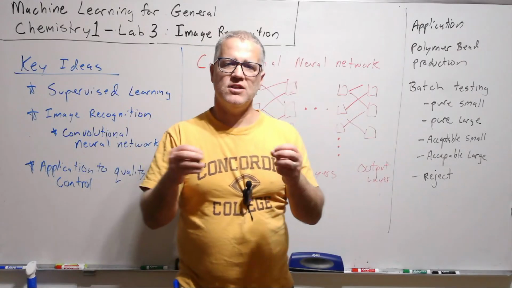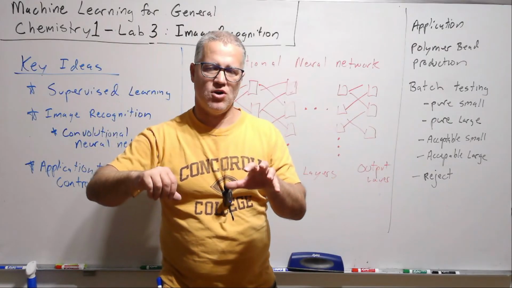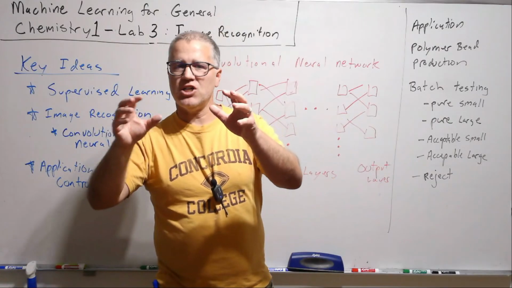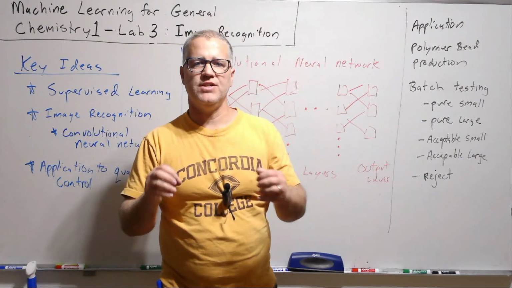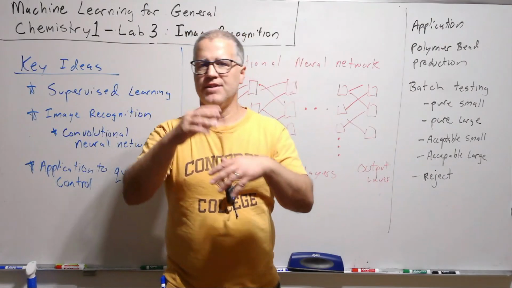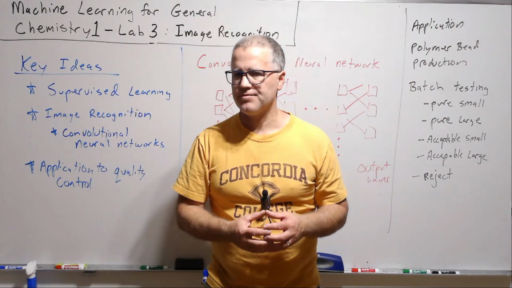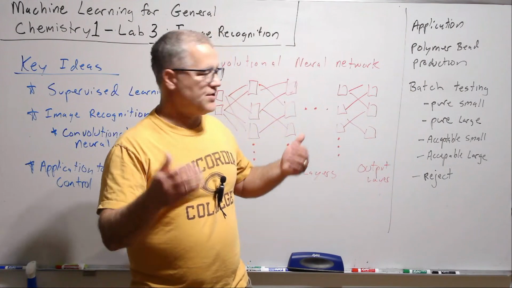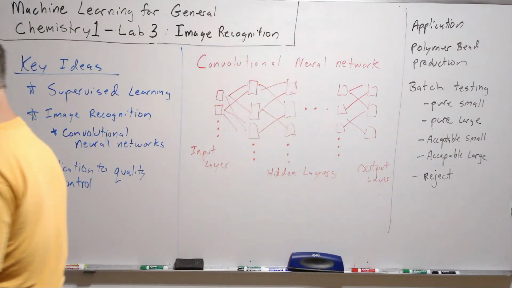To make it a little more sophisticated, we'll look at a pure large batch, a pure small batch, and an acceptable large batch, which is almost all large with maybe a few small polymer beads, and vice versa. And if there's a real mixture, then it will be a rejection batch. So that's the setup, and let's go to the computer now and see how this will work.